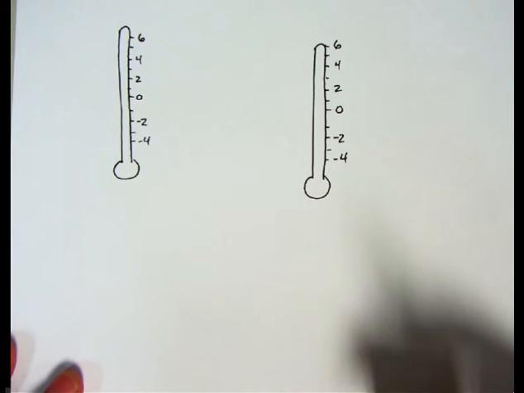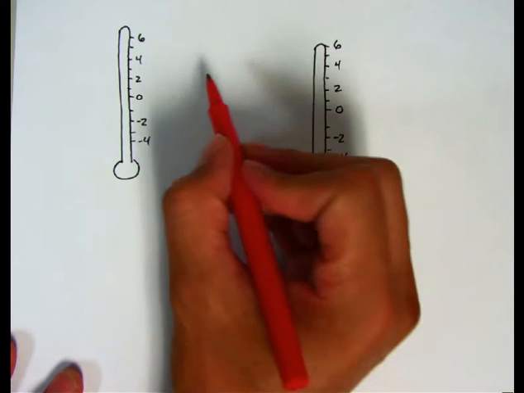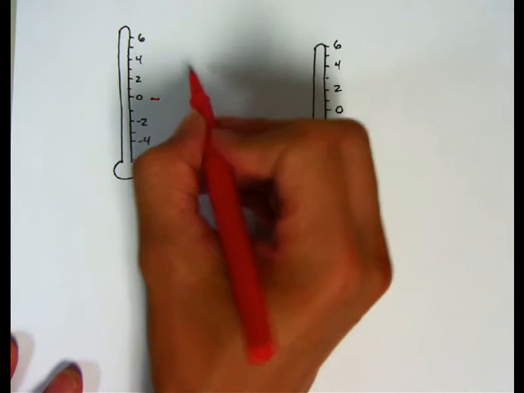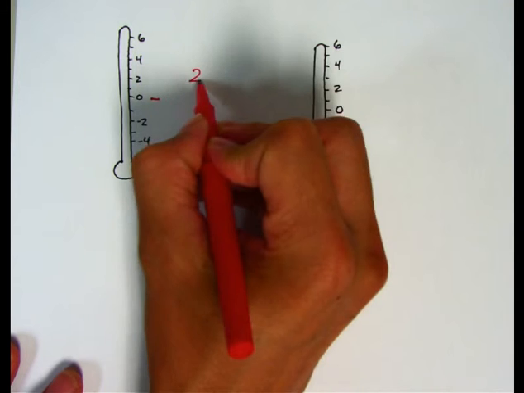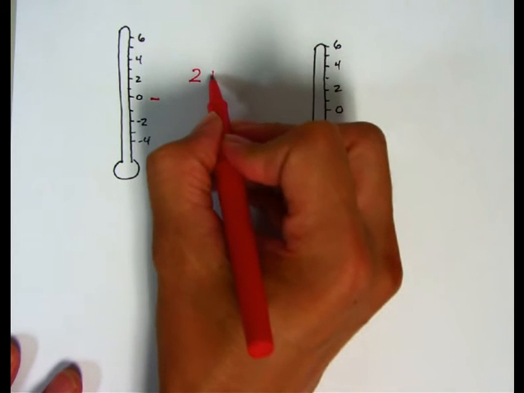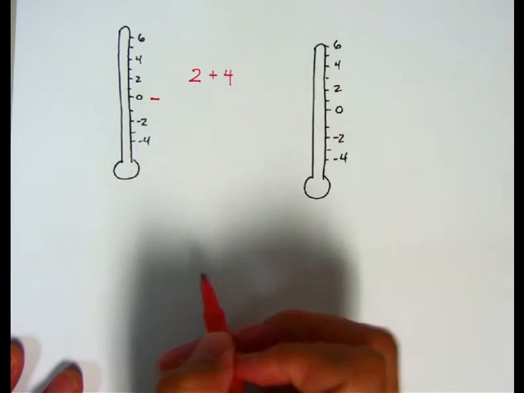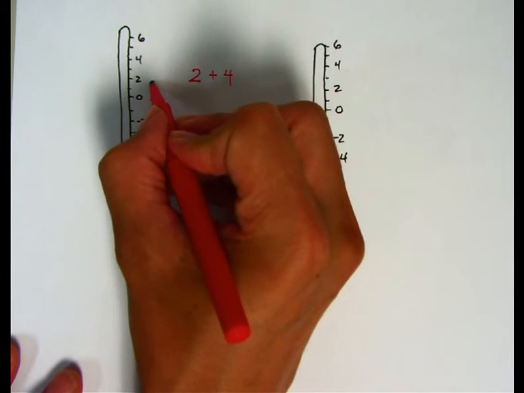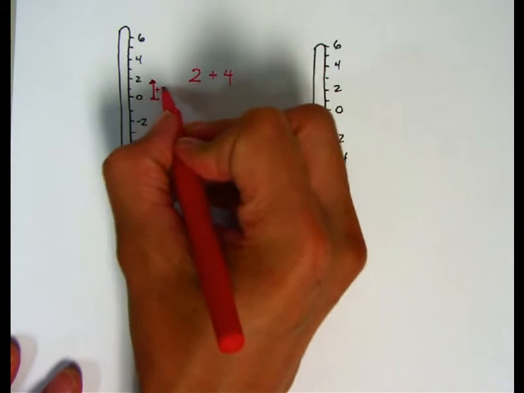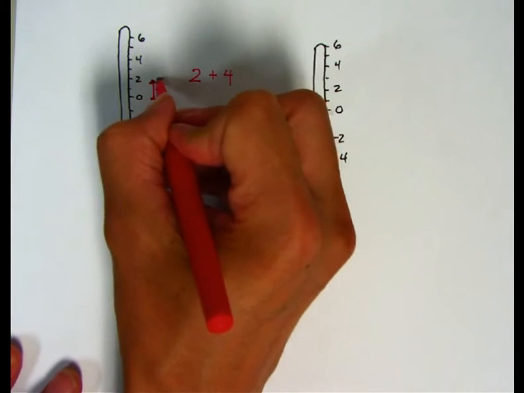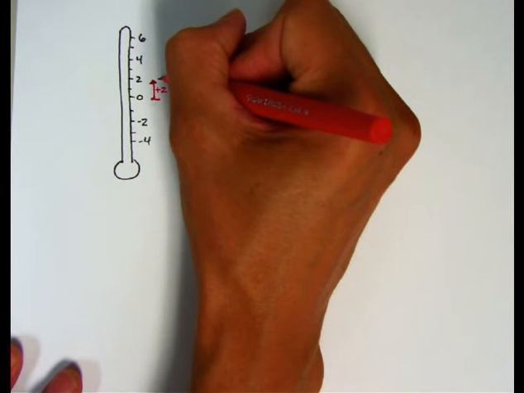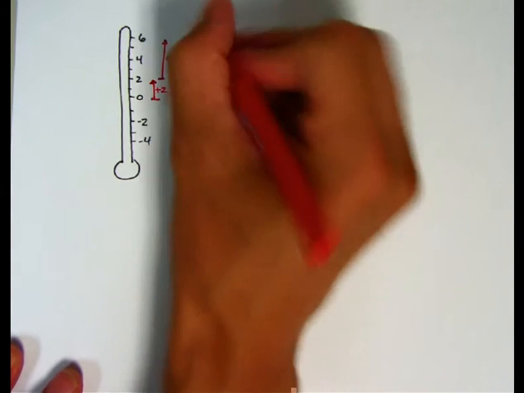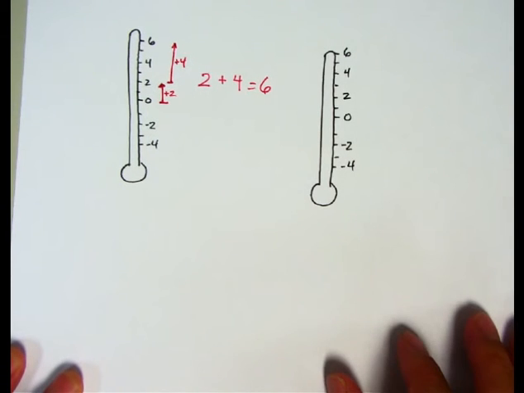Let's think of it as a thermometer. Let's say you start at 0, right? And you increased 2 degrees followed by another 4 degrees. So I increased to 2 degrees, that would be right here. And then from here, I go another 4 degrees. 1, 2, 3, 4. And I end up with the answer 6 degrees.